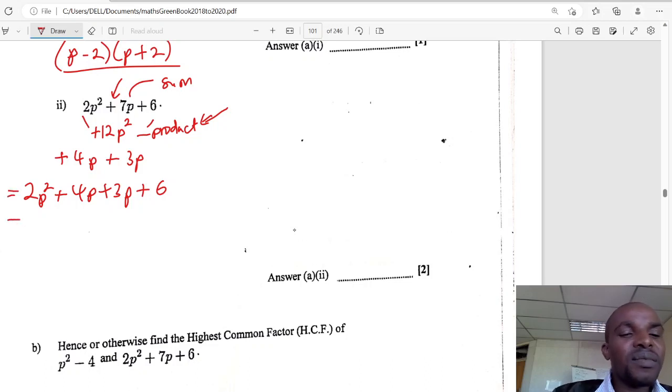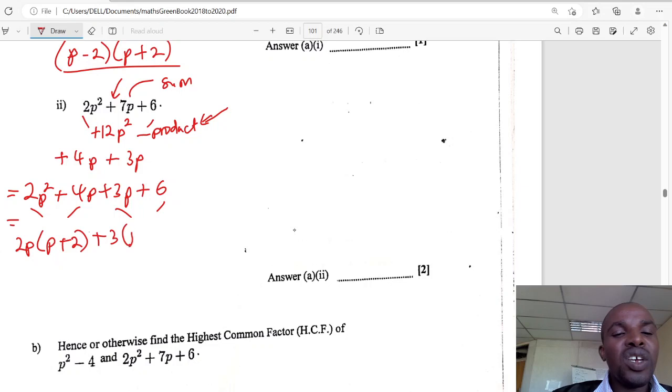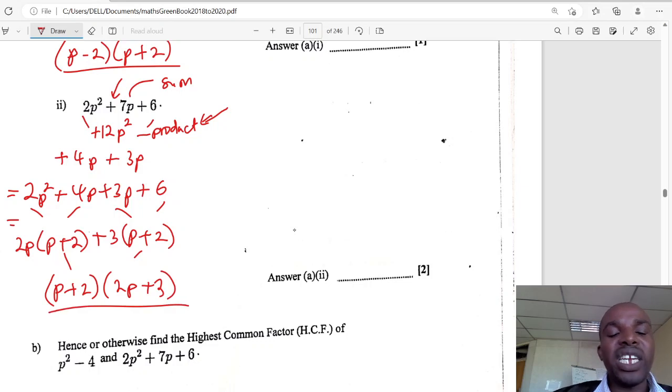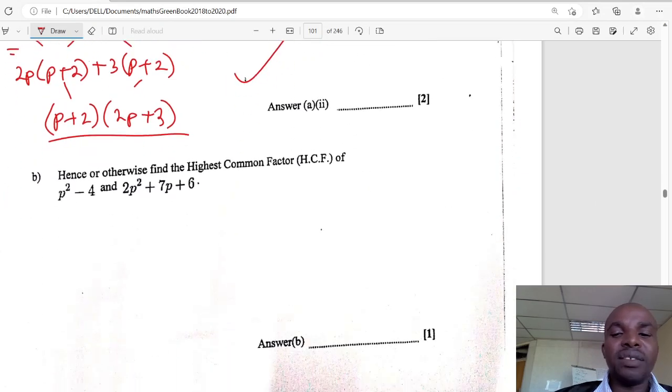You take 2, 2: this and this, then this and this. You factorize 2, 2. On this one, you factor out 2p, then you'll be left with p plus 2. On this one, factor out 3, you'll be left with p plus 2. Right, these values, they must be the same. If you can see p plus 2, you take this p plus 2 inside the brackets. Then outside the bracket, you have 2p and plus 3. You put them inside their own bracket. This will be the answer, done.